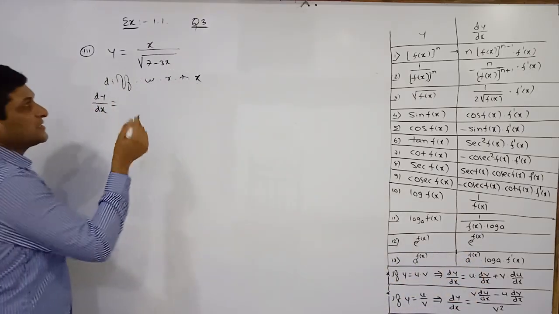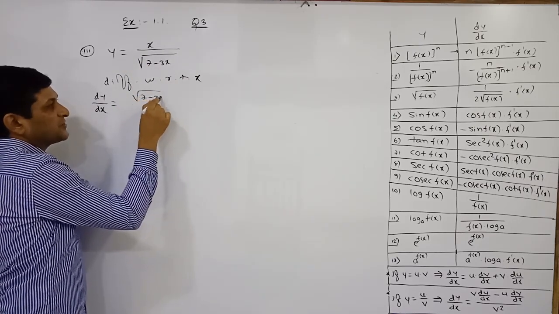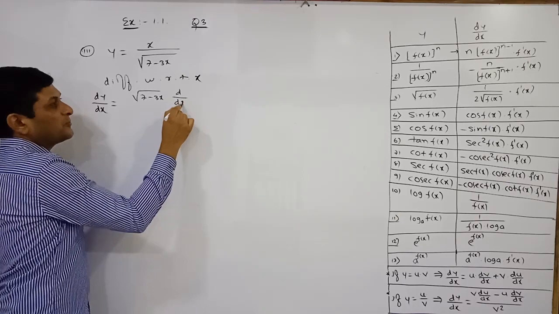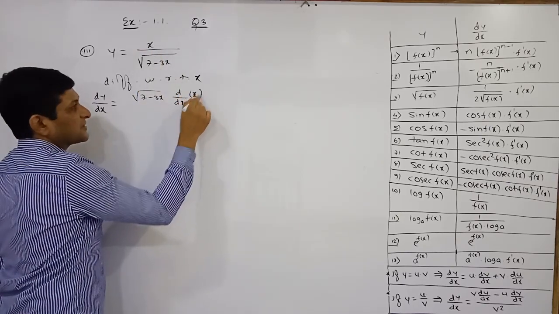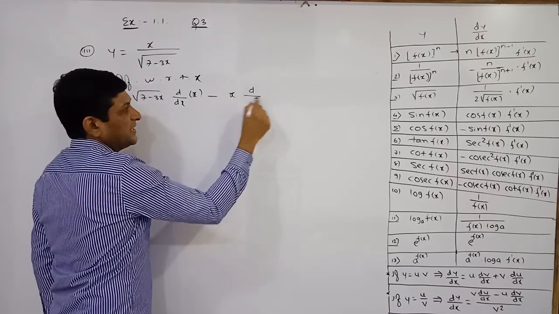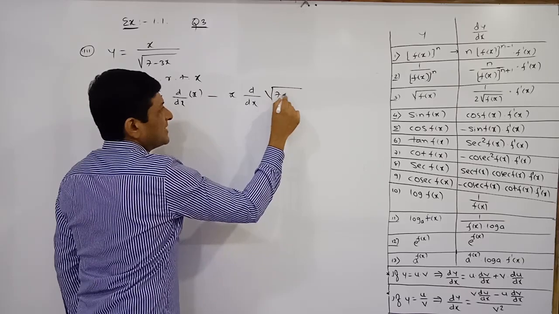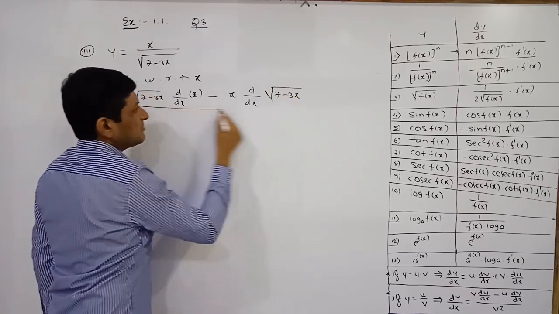So dy/dx is equal to, keep v as it is. What is v here? Under root 7 - 3x as it is, into derivative of u. What is u here? x. Minus keep u as it is, means x as it is, into derivative of v. What is v here? Under root 7 - 3x, divided by v square.